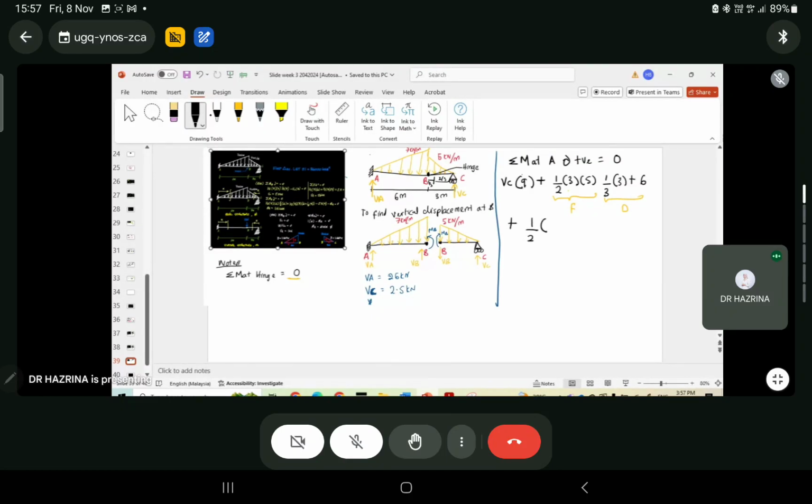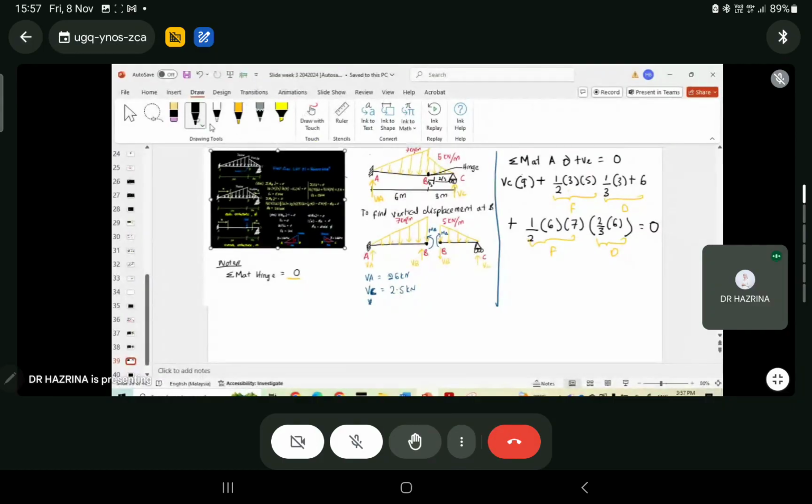So what is your tapak sekarang? You punya tapak adalah 6, okay, darab dengan load 7. And again, this is your force. Okay, force nak darab dengan distance. So now your distance would be 2/3, isn't it? 2/3 times with 6. And then equals to 0. So here would be your force and here would be your distance.